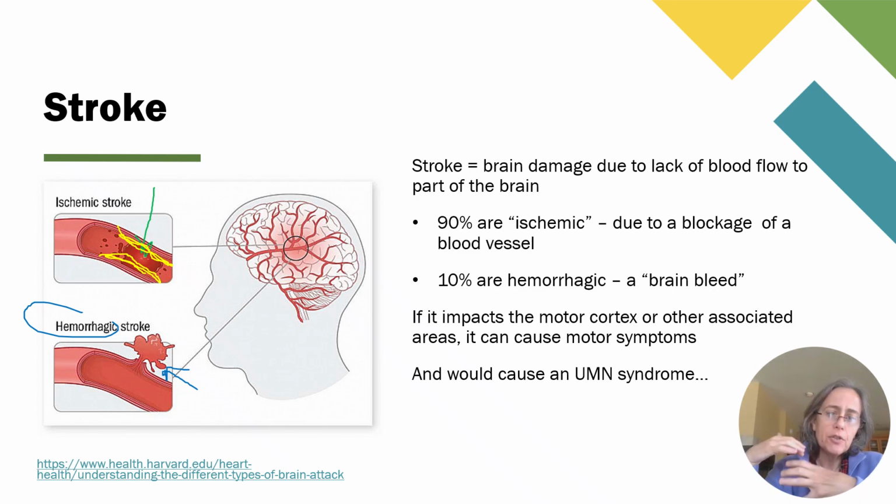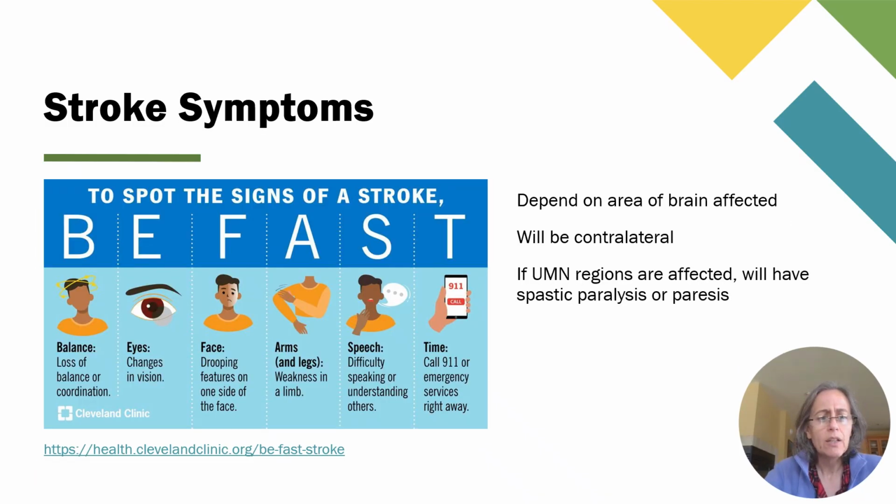So if the stroke affects a part of the brain that's involved as part of the motor cortex, then it can cause motor symptoms, and that would be another upper motor neuron syndrome. So things that you can see vary a lot depending on what part of the brain is being involved. Now, it's usually going to be contralateral, right? So the right side of the brain controls the left side of your body and vice versa.